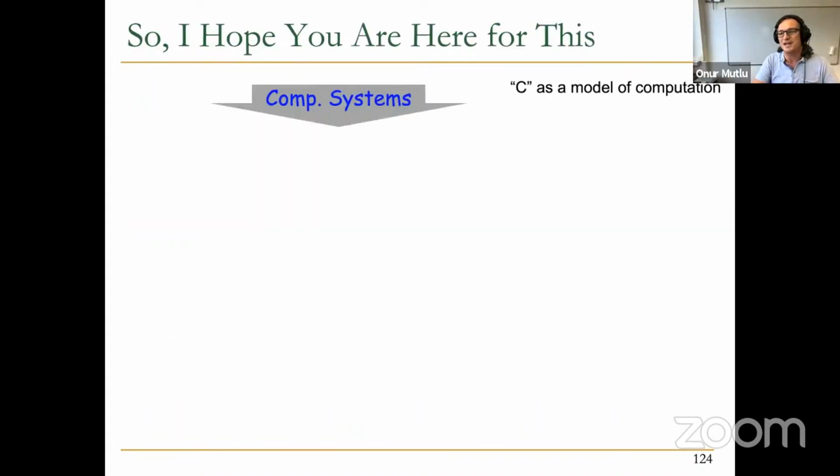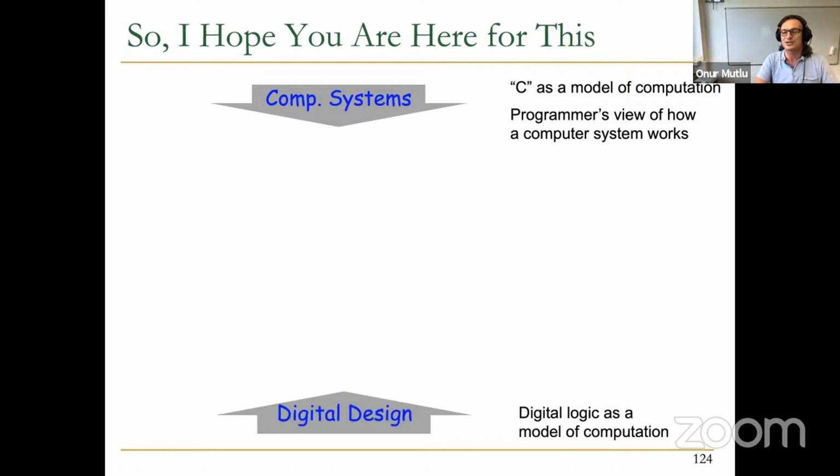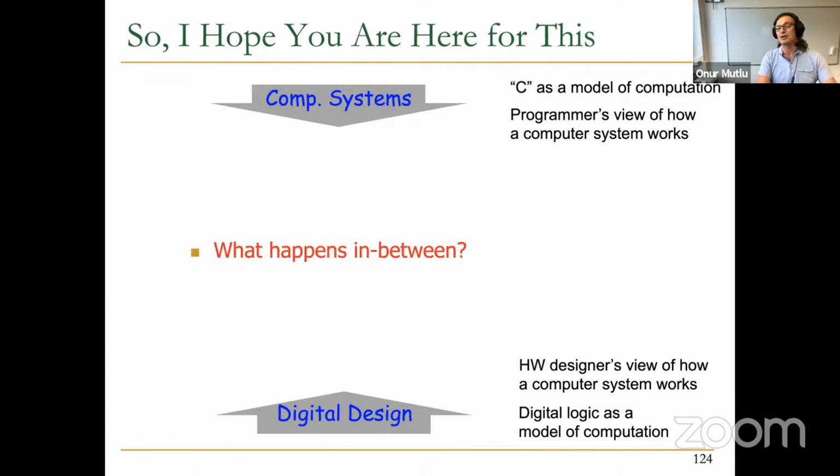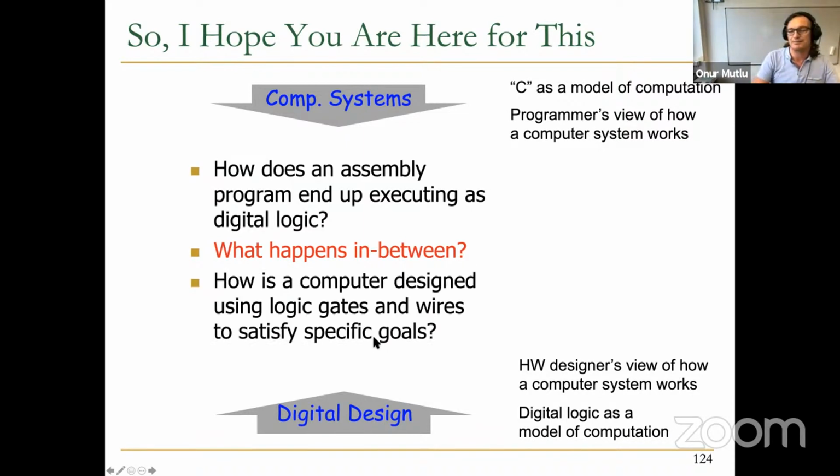So this is another perspective of computer architecture. Like you have at the higher level computing systems, hopefully a course many of you have taken. This is the programmers' view of how a computer system works. And at the bottom layer, you have digital design, logic, and devices. You have digital logic as a model of computation. That's the hardware designer's view of how a computer system works. So we're going to cover what happens in between, but we're also going to touch upon these other parts as well. But this is really what computer architecture at the core is about.